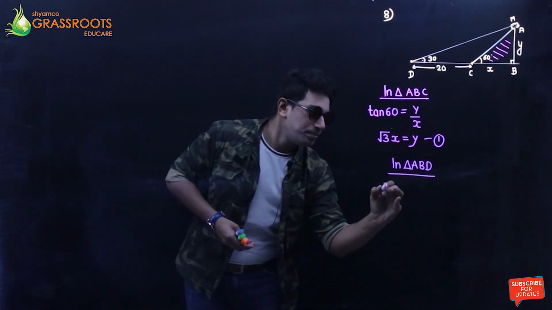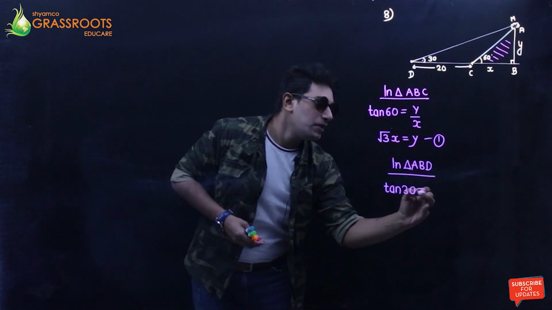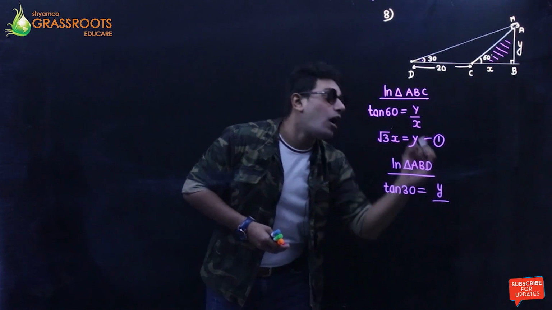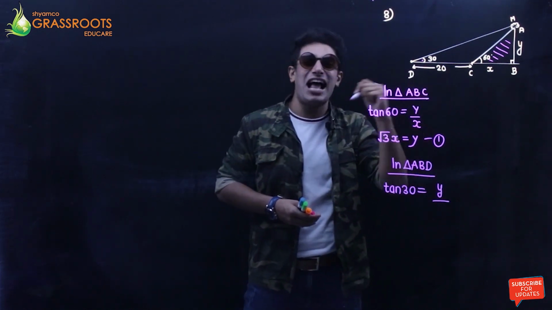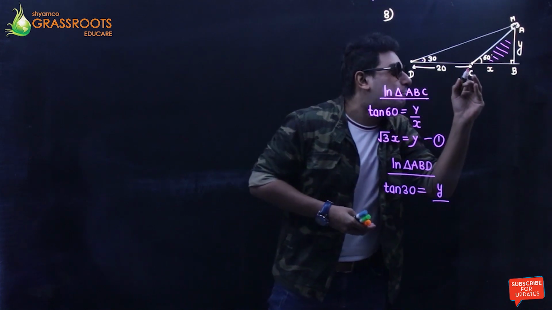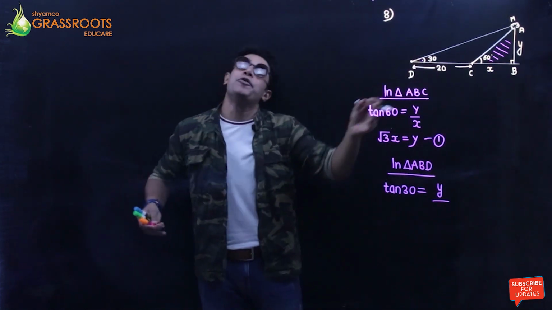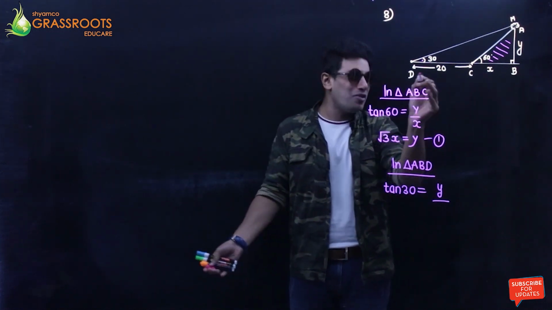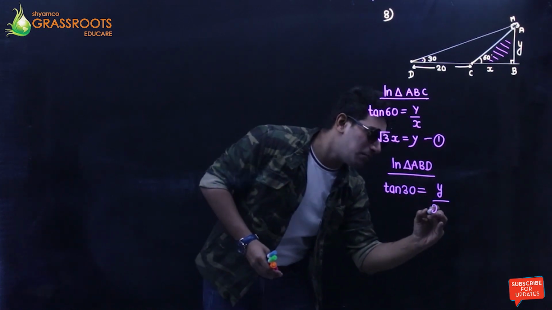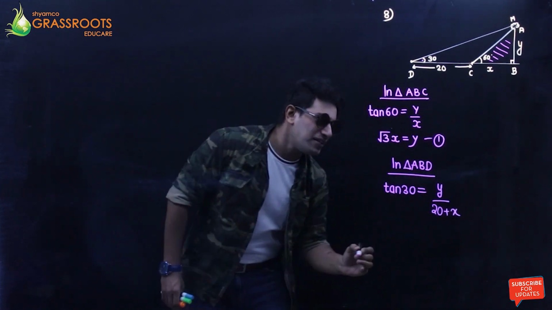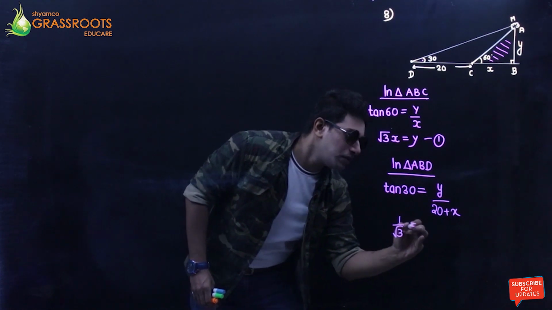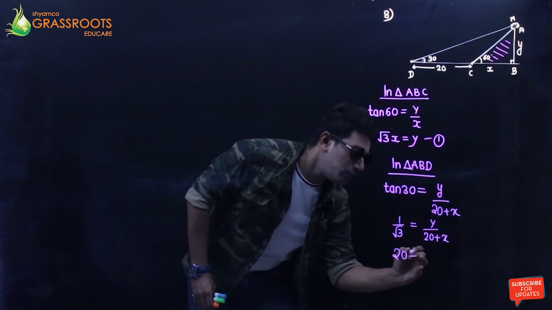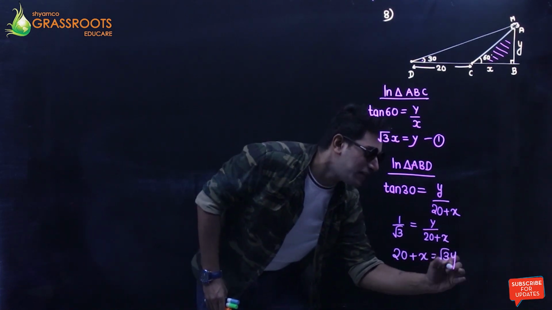tan 30 is opposite upon adjacent. Opposite is y. Upon adjacent, don't tell me 20, I'll punch you. It should be 20 plus x, the whole thing. Some say 20x. What nonsense? You are not multiplying, you have to add. So it's going to be 20 plus x. Tan 30, we know, is 1 over root 3. This should be y upon 20 plus x. Cross multiply, please. 20 plus x is equal to root 3 y.